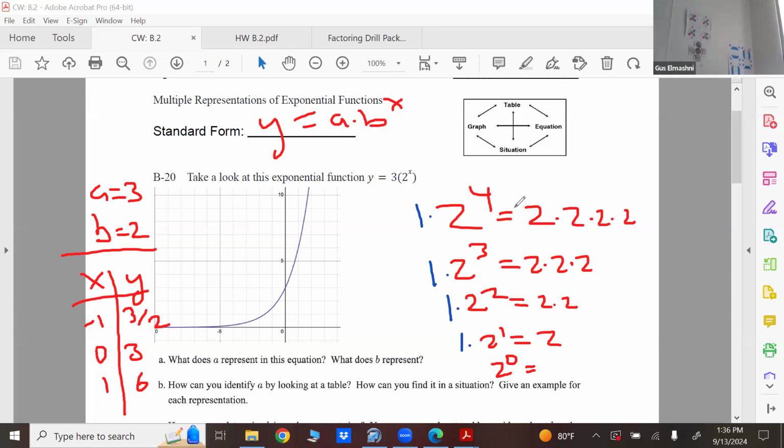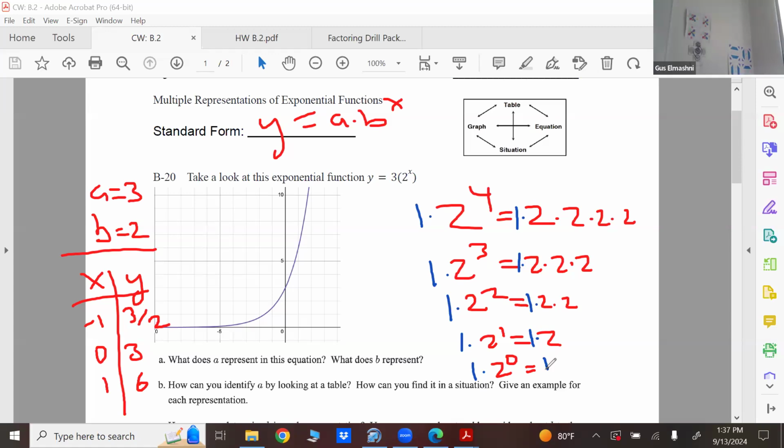The reason why you put 1 is because there's an invisible 1 being multiplied to it. We don't realize it, but it's there. Any number times 1 is itself. So you could always put a 1 times whatever, and it's going to be the same thing. Doesn't matter. We just don't write it because it's redundant. It's kind of a waste of time.